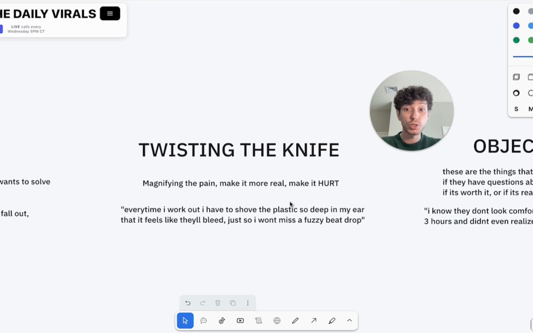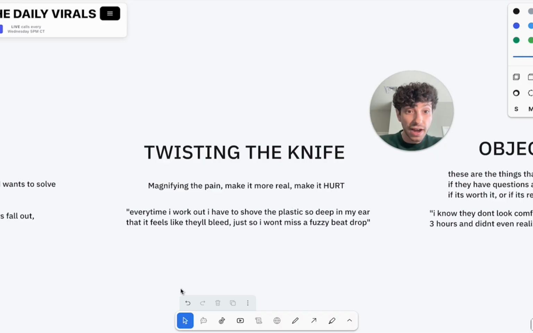Number 4, twisting the knife. We're magnifying the pain. We're making it more real. We're making it hurt. We want to use strong language here. We want to really make that pain visceral for the customer.